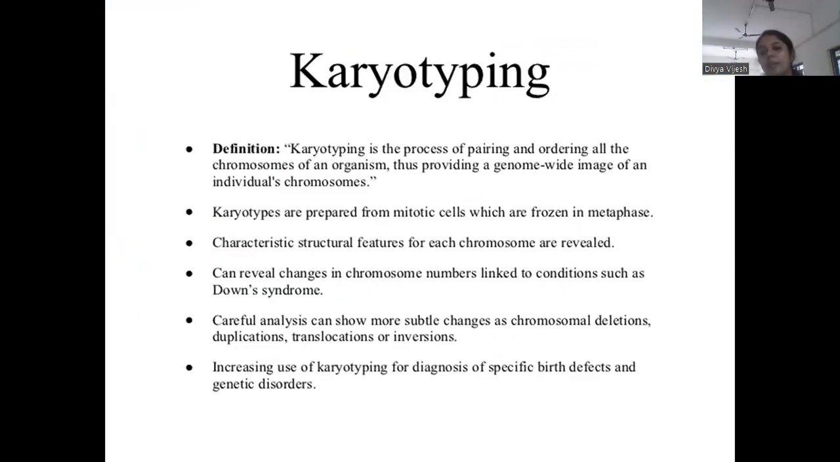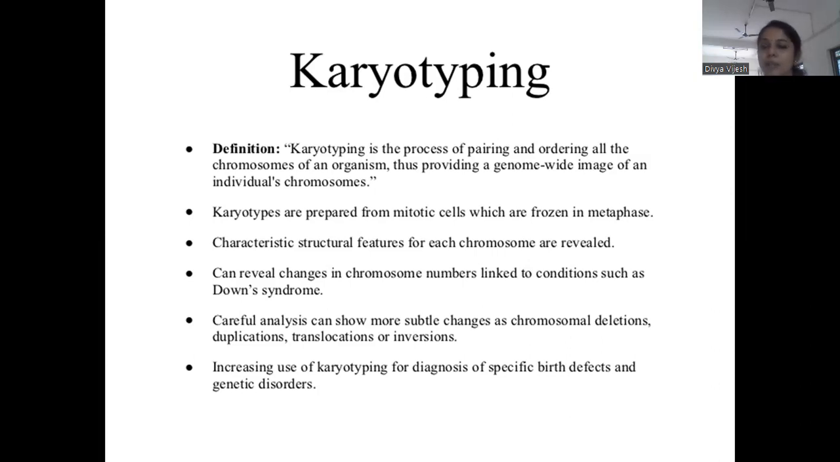Karyotyping, what is karyotyping? Karyotyping is the process of pairing and ordering all the chromosomes of an organism, thus providing a genome-wide image of an individual's chromosomes. So we can pair the chromosomes of an organism, and we can find out which organism this is. So that is the process of pairing the chromosomes of an organism.